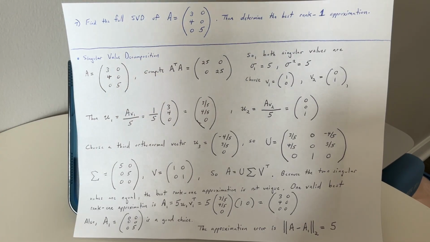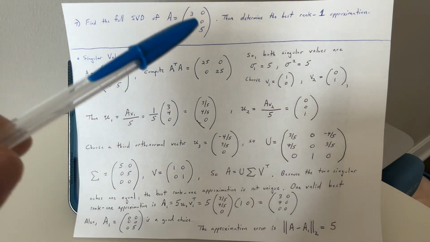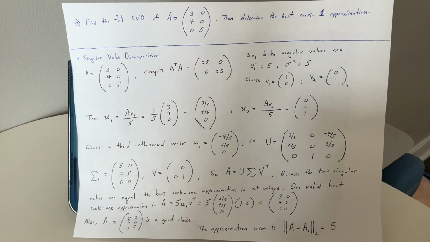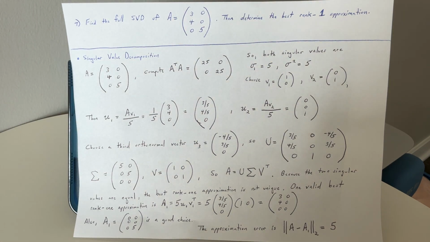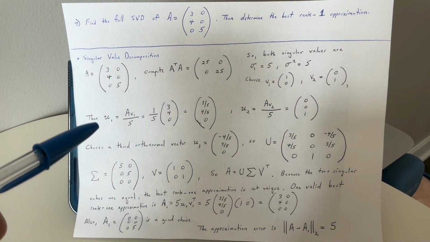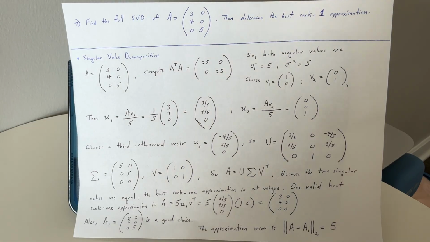So computing A transpose A, that equals 25, 0, 0, 25 for the first and second rows respectively. So both singular values are sigma sub 1 equals 5 and sigma sub 2 equals 5. So we're going to choose here V sub 1, that's this column 1, 0. V sub 2 is this column 0, 1. So from there, U sub 1 equals A V sub 1 over 5.